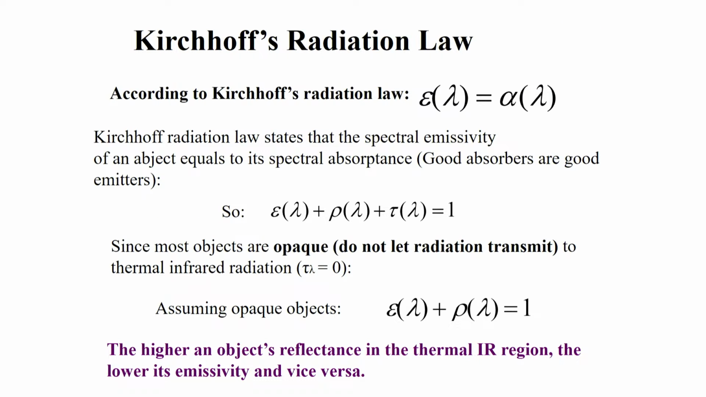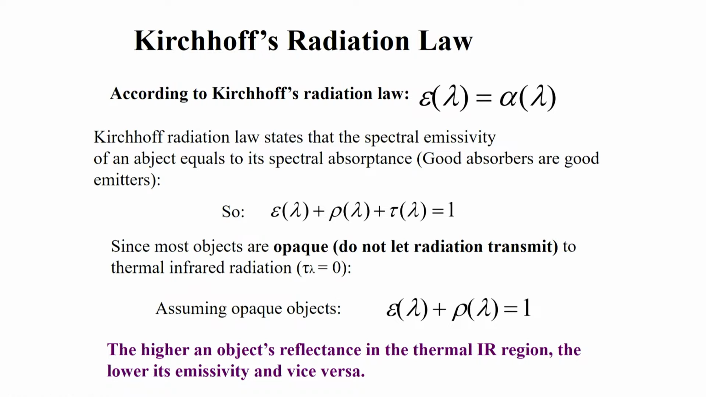According to Kirchhoff's law of radiation, the absorptance will be equal to the emissivity. Kirchhoff's law states that the spectral emissivity of an object is equal to its spectral absorptance, so good absorbers are good emitters. So here the absorptance alpha is replaced by the emissivity E. Now the relation is E plus rho plus tau equals 1.